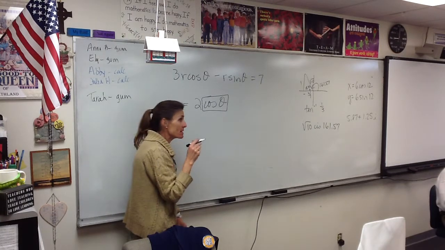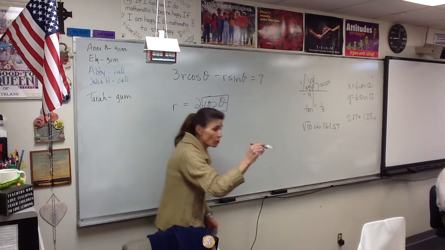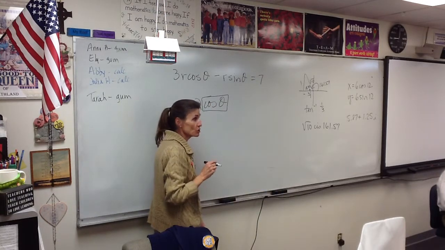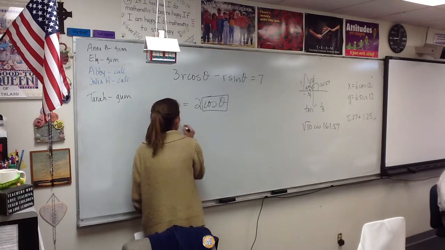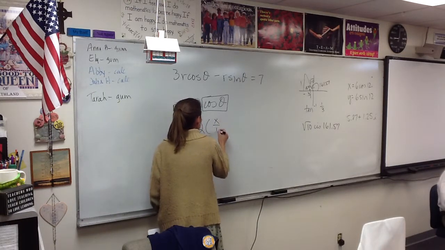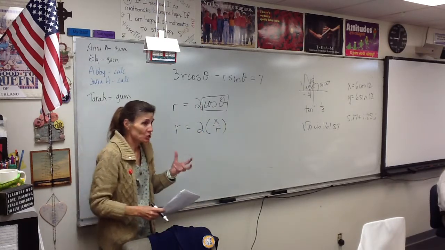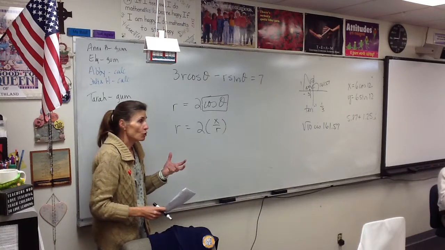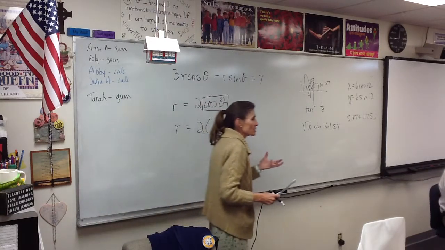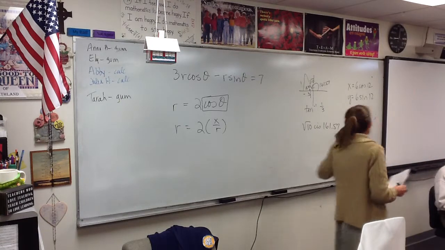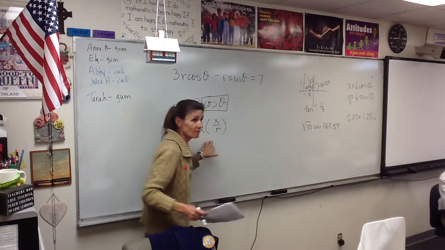And don't say to me, how am I supposed to know that? You're supposed to know that. So if you have forgotten your definitions, you better go back and review them. Cosine is X over R. All of the functions are fractions. So for example, cotangent is X over Y. They're all fractions. So at this point, you're going to have a fraction.